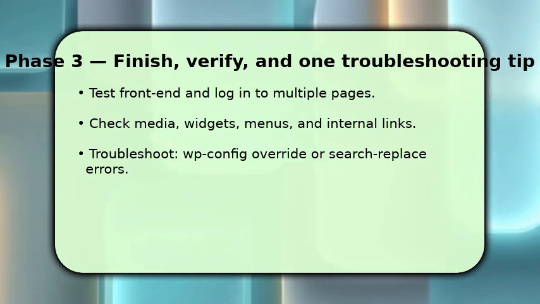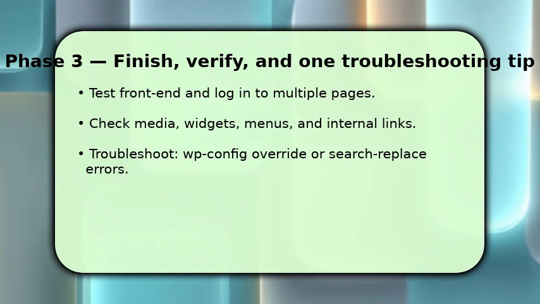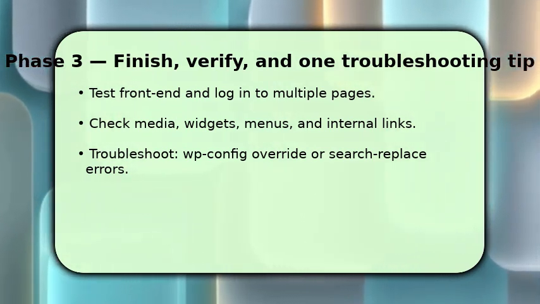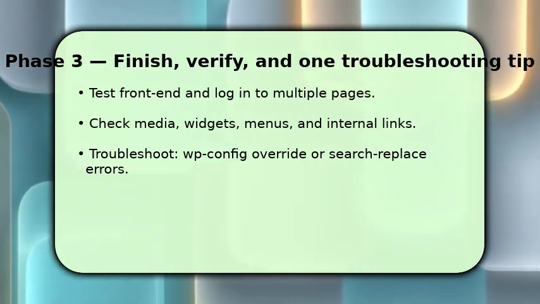If you get locked out, temporarily define WP_HOME and WP_SITEURL in wp-config.php to regain access. Once fixed, remove those lines.